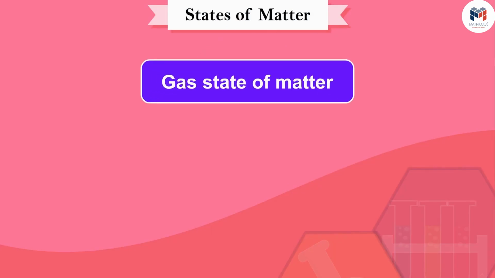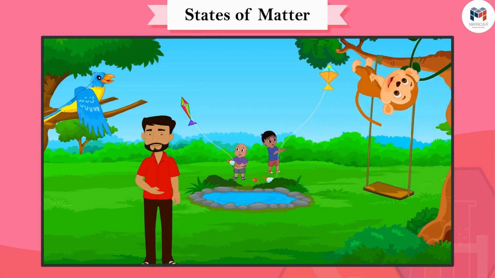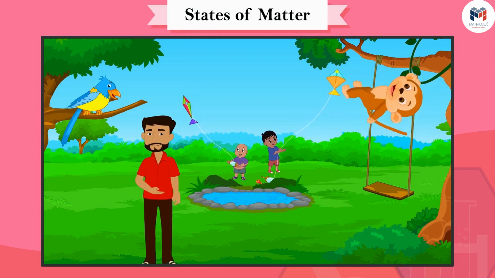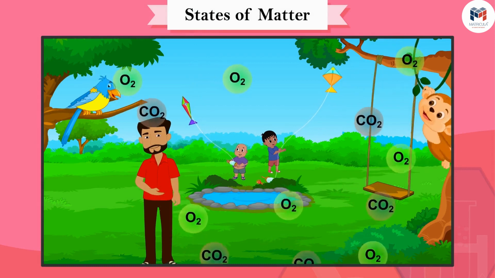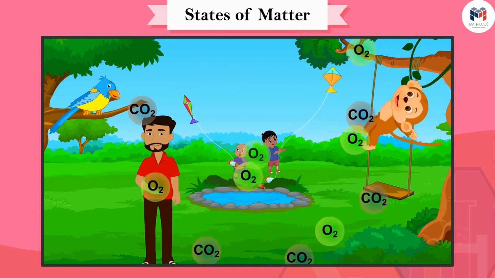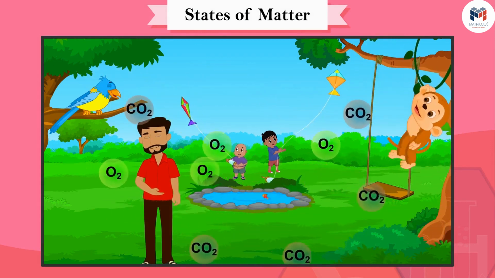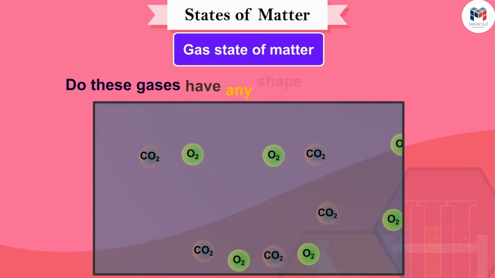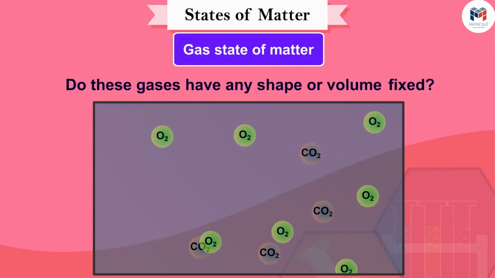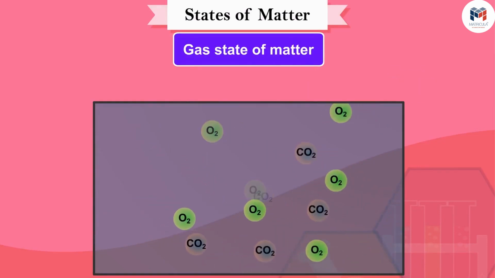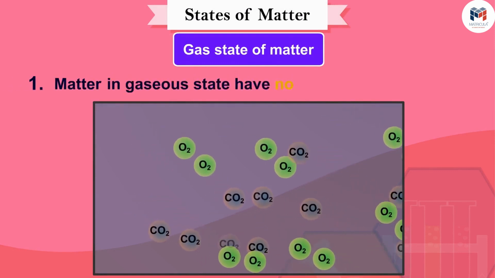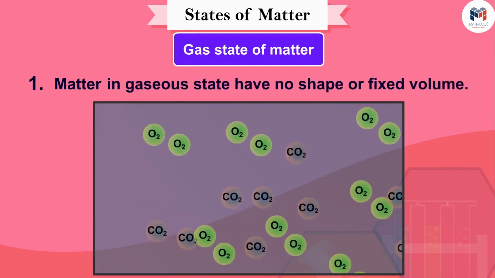Now finally, we will learn about the gaseous state. You know that all living beings breathe for their existence. Gases present in the atmosphere, especially oxygen and carbon dioxide, are essential for animals and plants. Do these gases have any shape or volume fixed? No. Therefore, we can say that matter in gaseous state have no shape or fixed volume.